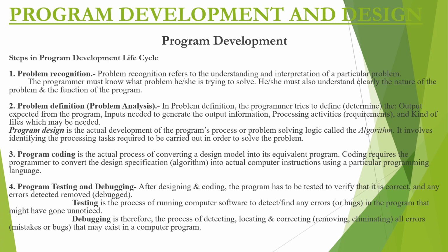So this is now when you start designing the program that you want. This is the actual development of the program's process or problem-solving logic, called the algorithm. It involves identifying the process task required to be carried out in order to solve the problem. The next one is program coding. This is the actual process of converting the design mode into equivalent program.